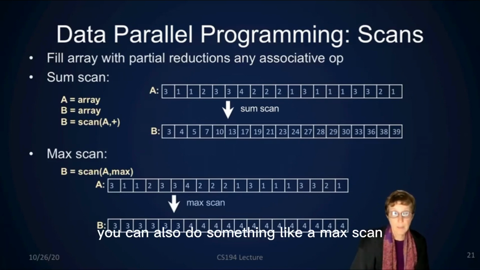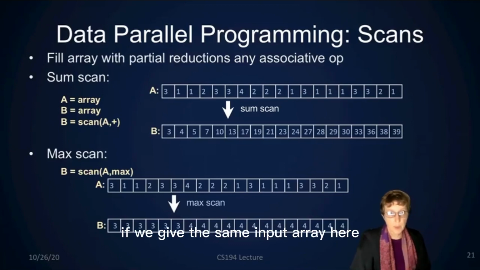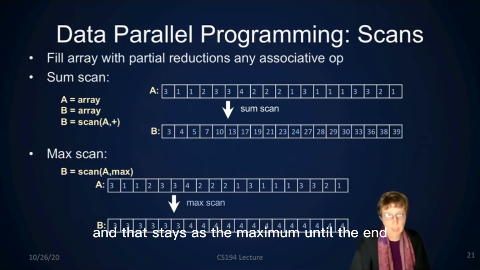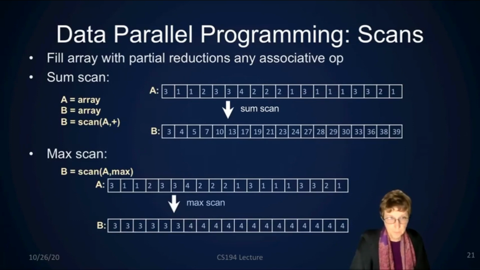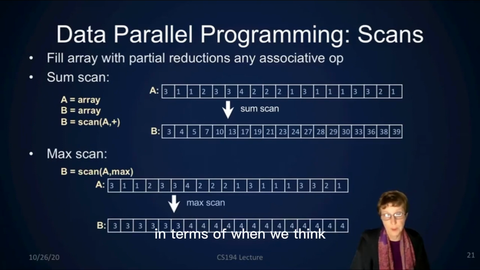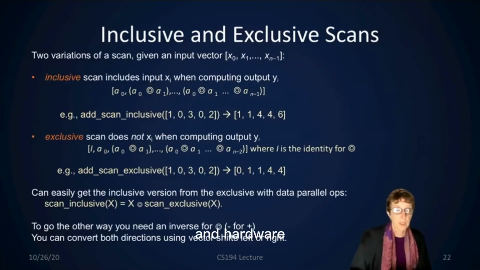You can also do something like a max scan. So if we give the same input array here and we do a max scan on it, we have a whole bunch of 3s, because until we see the first 4, 3 is the maximum thing in the array. And then we get to the 4, and that stays as the maximum until the end. Both max and sum, of course, are associative operators, so that's going to be helpful when we think about trying to implement them on hardware.